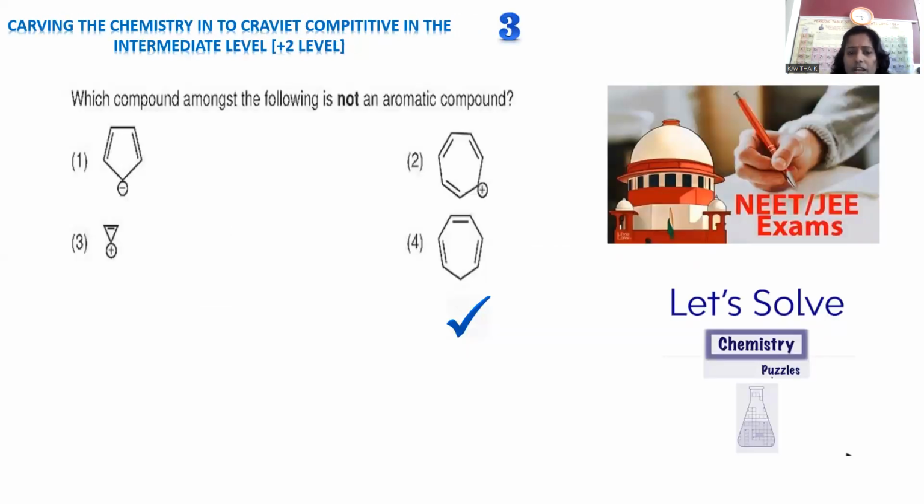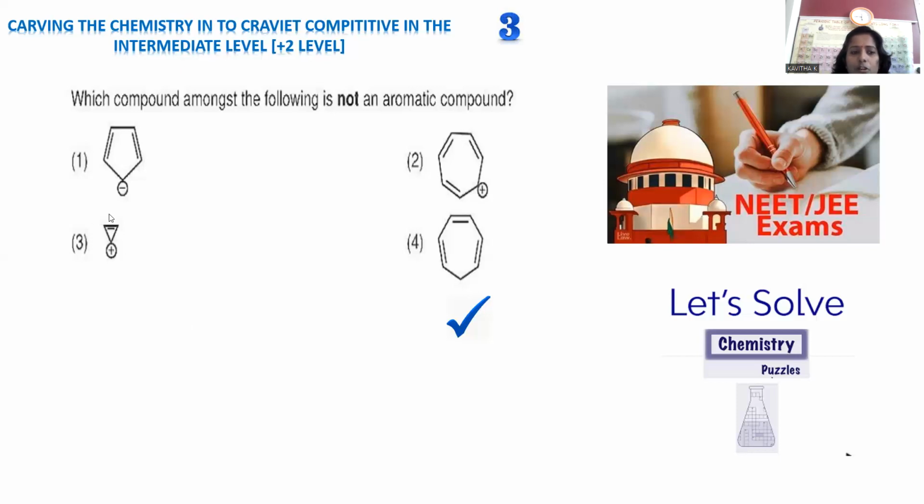Again, it is part of organic chemistry and related to the aromaticity of the given compound. Which compound among the following is not an aromatic compound? So we have certain rules and regulations to determine aromatic nature. There are 4 guiding principles which give aromaticity to a compound. The first compound is the cyclopentadienyl anion, and this is the tropylium cation. Cycloheptatrienyl cation is called the tropylium cation as a common name.